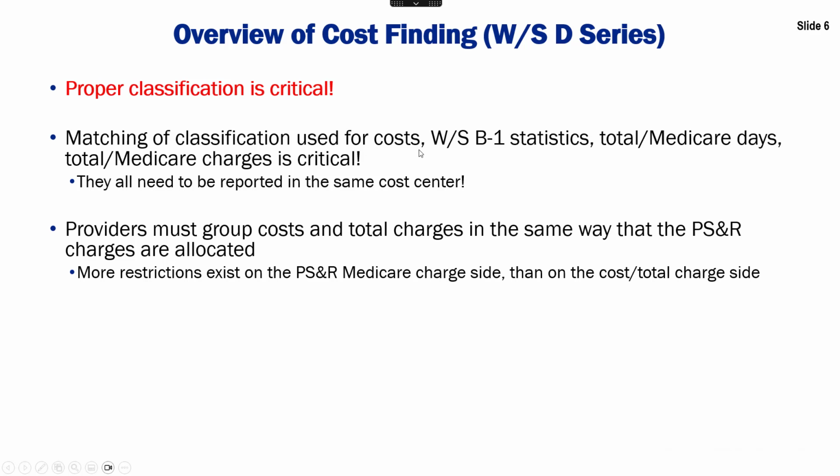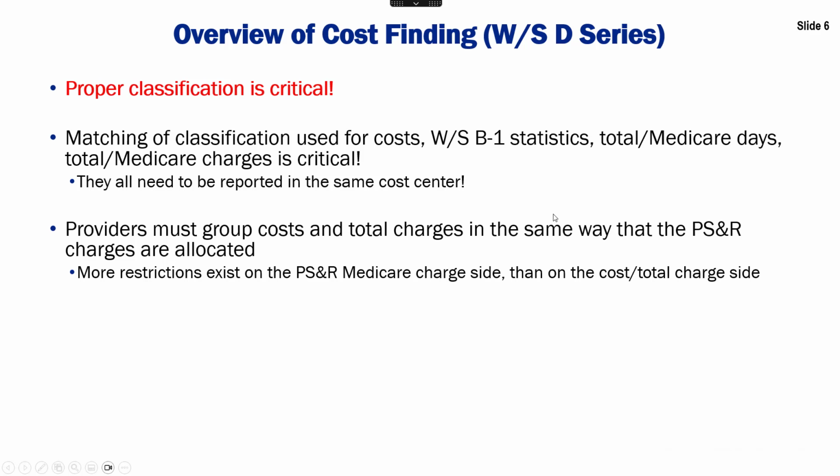We need to know how the costs were classified, and we need to make sure the B-1 statistics are classified in the same manner: total and Medicare days, and total and Medicare charges. They all need to be reported. If they're the same type of service, basically the cost and the statistic related to it, total and Medicare days related to it, total and Medicare charges related to it, they need to be reported in the same cost center. But the trick to that, it's sometimes misunderstood, is that you start with your costs, and however they were classified, everything else has to follow suit. That's actually not necessarily the case.